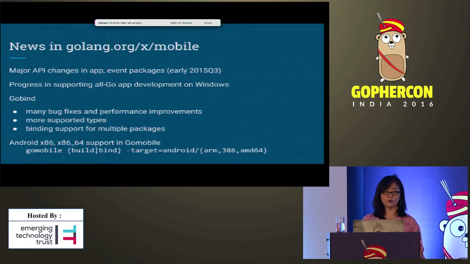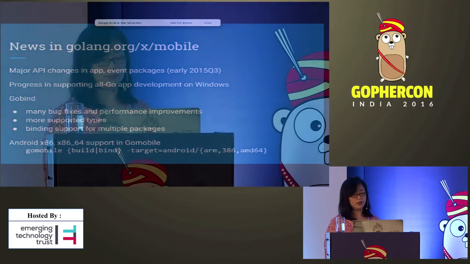And because Go 1.6 can support the x86 instruction set for Android, we now have the gomobile tool supporting the x86-64 instruction set. So now the syntax has changed a little bit. In the target, you can specify the instruction set you are targeting. So that is the news that I have.